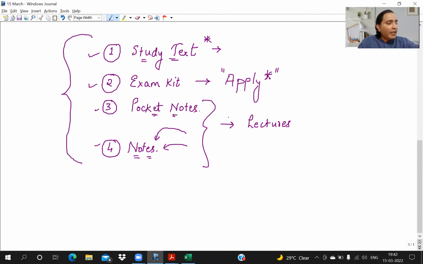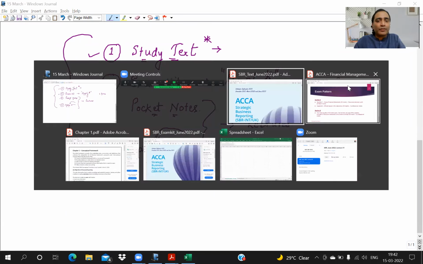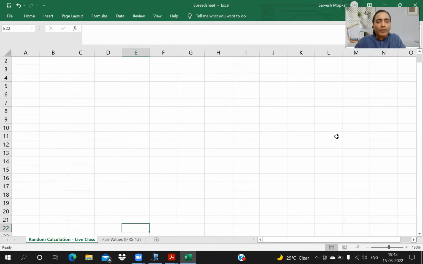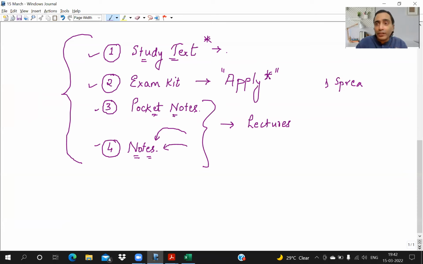And I would be using a spreadsheet to solve questions, as you can see on your screen. Then, of course, I'll be using this journal. I'll be using spreadsheets. I'll be using Windows Journal.